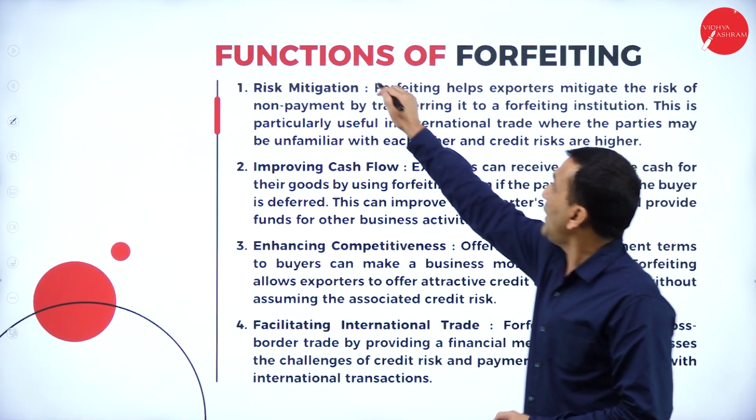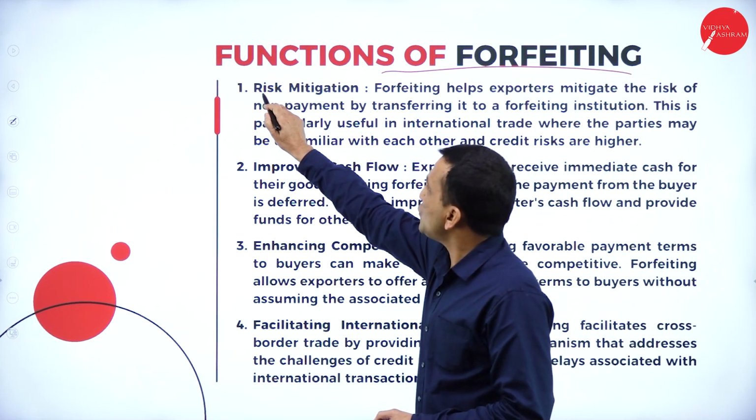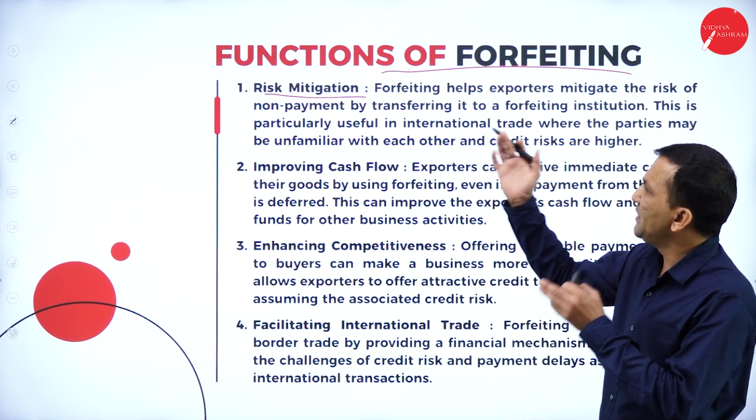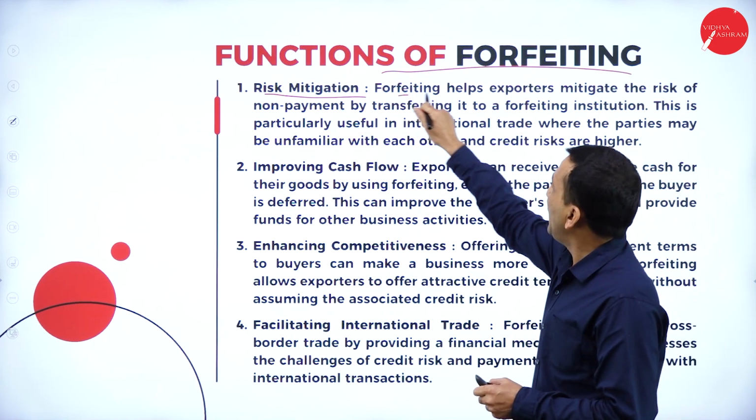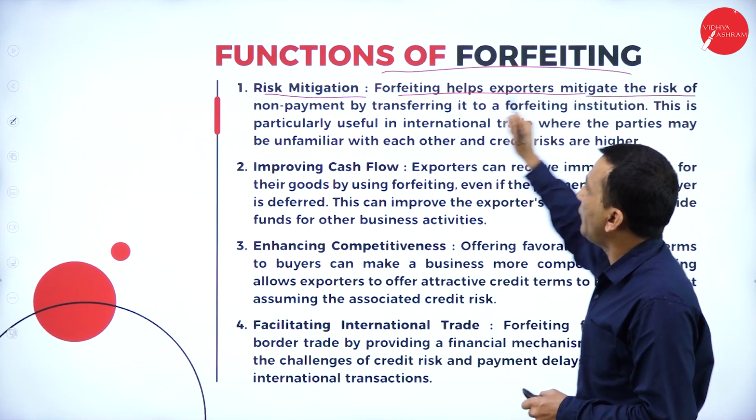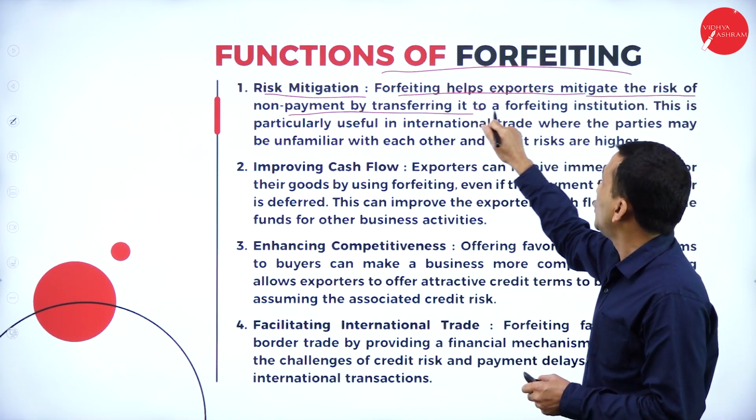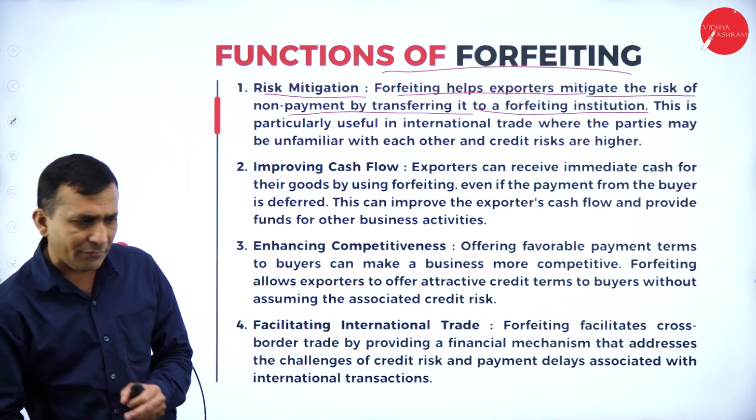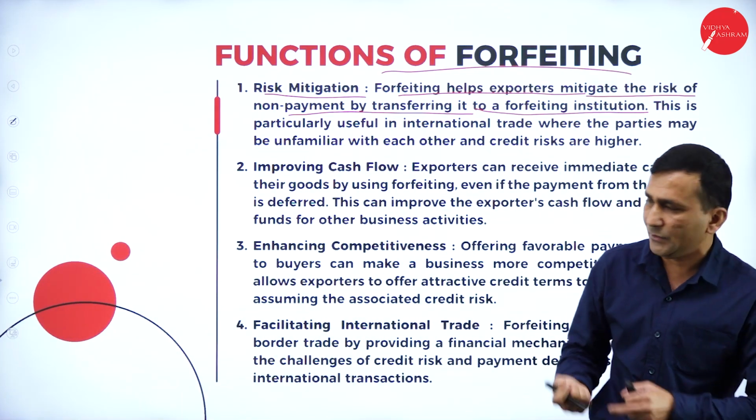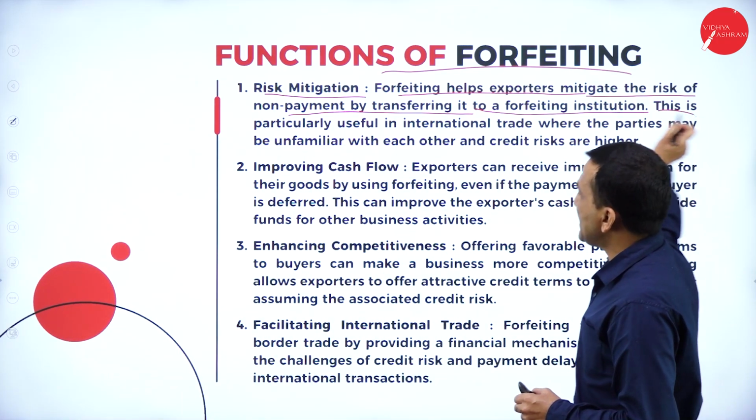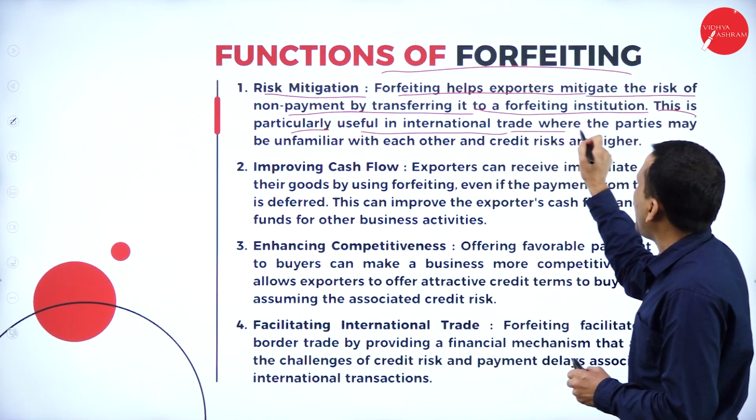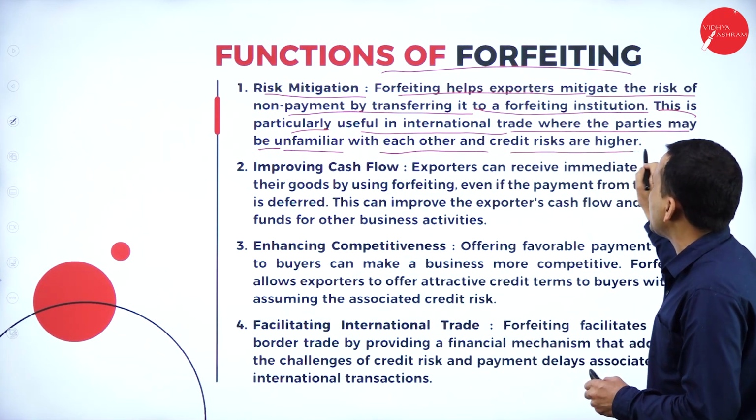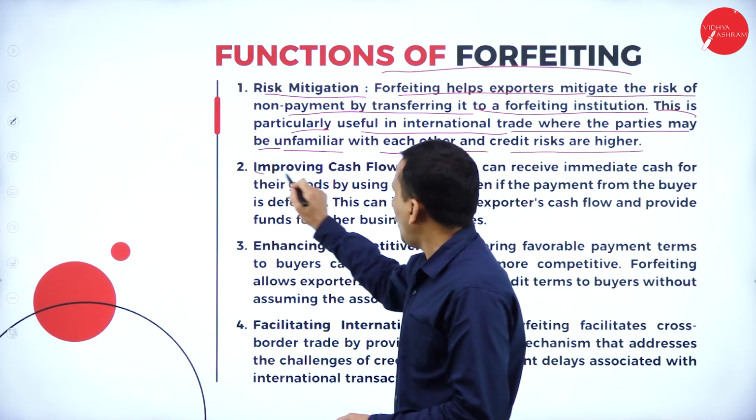Moving forward, functions of forfeiting. First one, risk mitigation. Here you have to reduce the risk. Forfeiting helps the exporter mitigate the risk of non-payment by transferring it to the forfeiting institution. Any particular financial institution doing forfeiting takes on the non-payment risk from the buyers. This is particularly useful for international trade, where the parties may be unfamiliar with each other and credit risks are higher.